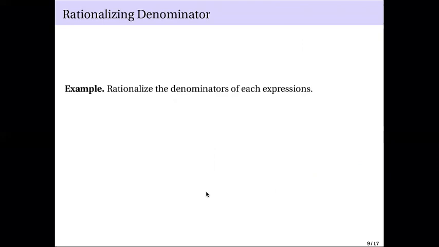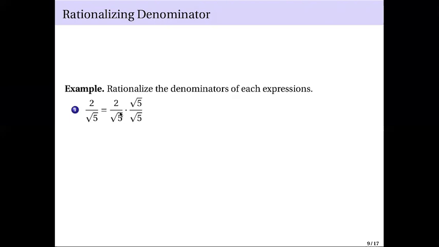So, example: let us rationalize the denominators here. Here you have 2 over square root of 5. When your denominator contains only a single term, like square root of 5, all you need to do is multiply and divide by that radical in the denominator. So 2 over square root of 5, you multiply it by square root of 5 divided by square root of 5.